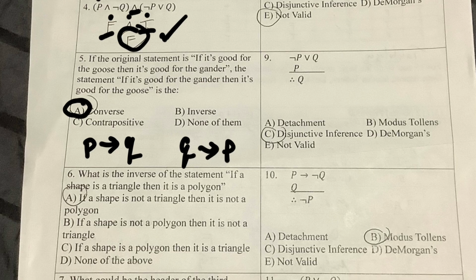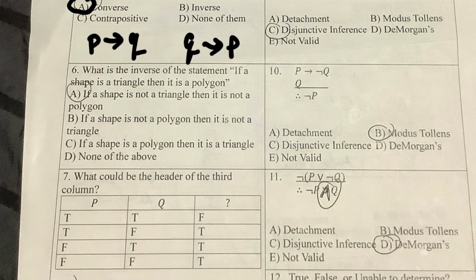The inverse is when you have P implies Q and it turns into not P implies not Q. So if the shape is a triangle, then it's a polygon. Change it to, if the shape is not a triangle, then it is not a polygon. The answer choices might be different because I changed them around a little because there were too many A's, but that's the answer choice for this one. If it's not a triangle, then it's not a polygon.